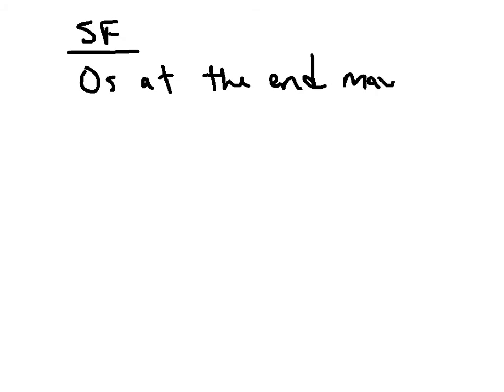The final rule is zeros at the end of a number may or may not be significant.